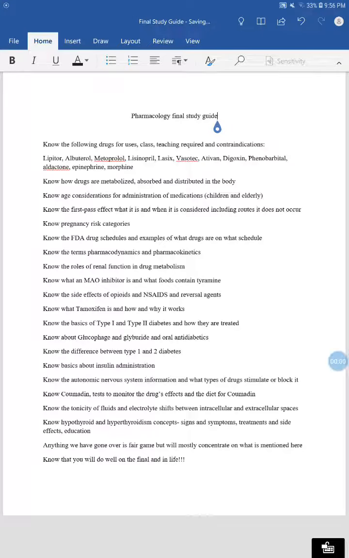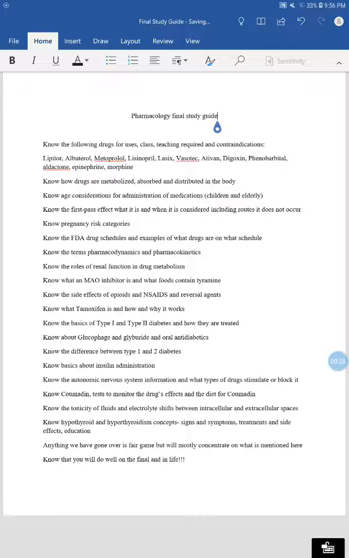Alright guys, so here's a quick review of the pharmacology final study guide that we're going to be doing for our final exam this week. So definitely know the drugs: Lipitor, what it's used for, the classification, the teaching that is required for it, any contraindications, and signs and symptoms and side effects.